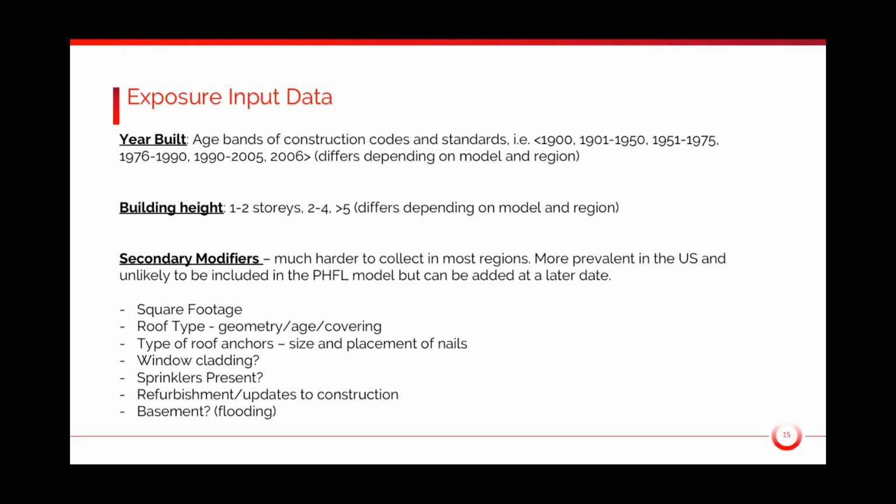Sprinklers, they can reduce losses to fire following earthquakes. So during severe ground shaking, some gas mains might burst, causing fire. So sprinklers can help. Have there been any refurbishments or updates to the construction? A bit like the example I showed previously in the hurricane. And also basement, you know, does the building have a basement? Because that's likely to be the first part that's going to be flooded.